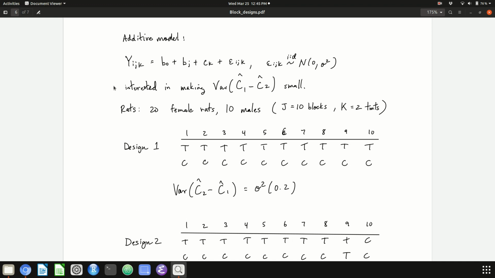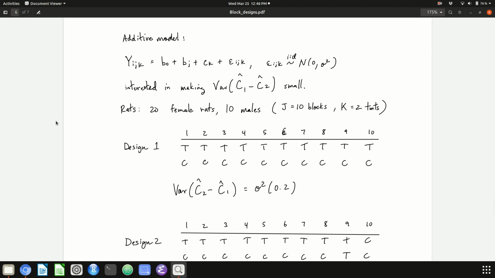And here we'll just have two treatment levels, 1 and 2. And so what we'd like to estimate is c_2 minus c_1. That would be the effect of the treatment. And so in order to estimate that well, you want the variance of the estimator to be small.